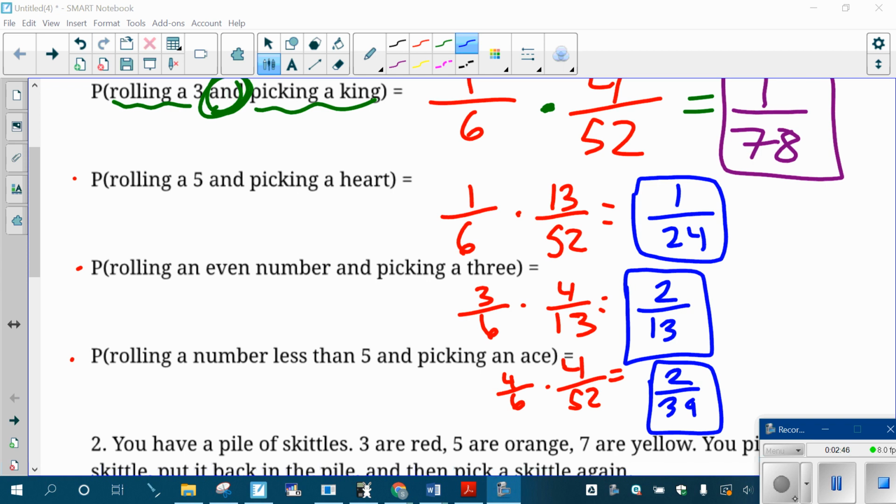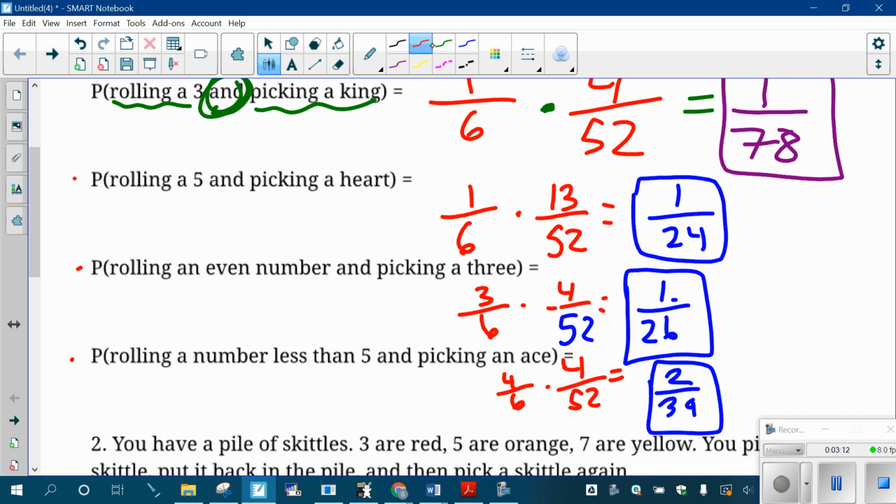Probability of rolling a 5, that's a 1 out of 6 chance. Probability of picking a heart, there's 13 hearts in the deck. It's one of the suits. Again, you can look up a little sheet that has all the cards if you're not familiar with them. Multiply those two together, hit math enter. Rolling an even number, 3 of the 6 things are even on the die. Picking a 3. Oops, I made a mistake. There we go. There's 4 3s and there's 52 total cards. Multiply them together, you get 1 out of 26. Last one, probability of rolling less than a 5. 4 of the 6 things on a die are less than 5. Picking an ace, there's 4 aces out of the 52 cards. Multiply them together. Okay. Cool.